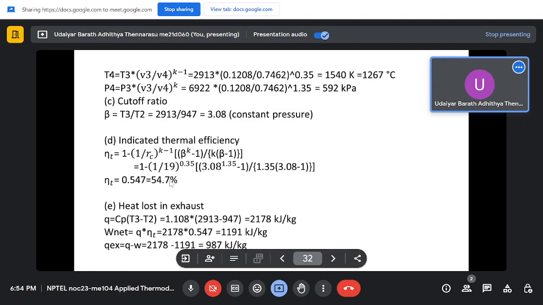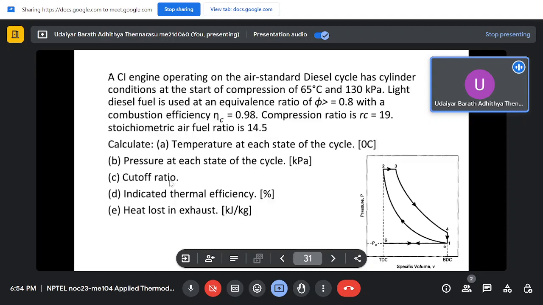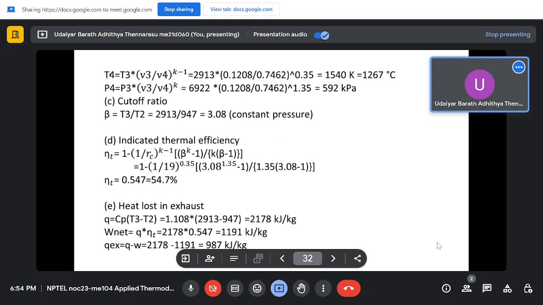So the next question is to calculate the heat lost in exhaust. The heat lost is again, in the cycle, happening at constant volume. So Q out will be Cv (T3 minus T2)... you have to substitute that. We already know the temperatures, so substituting that we'll get 2178 kilojoule per kg.